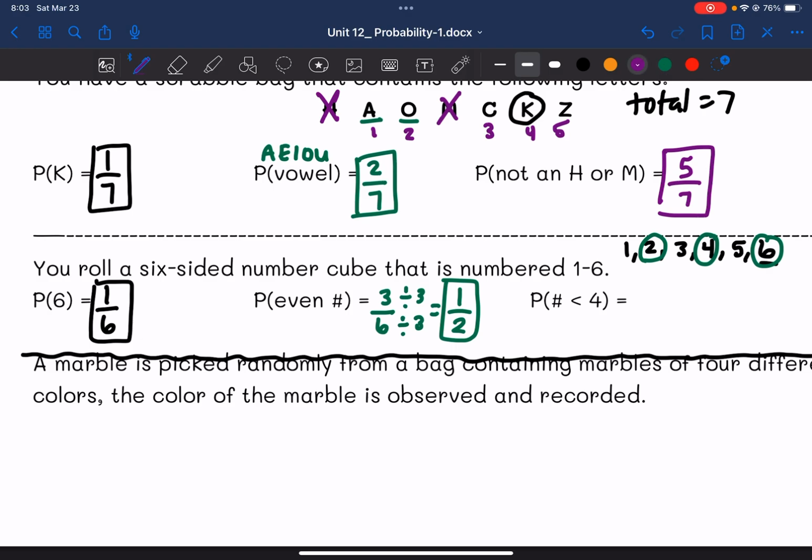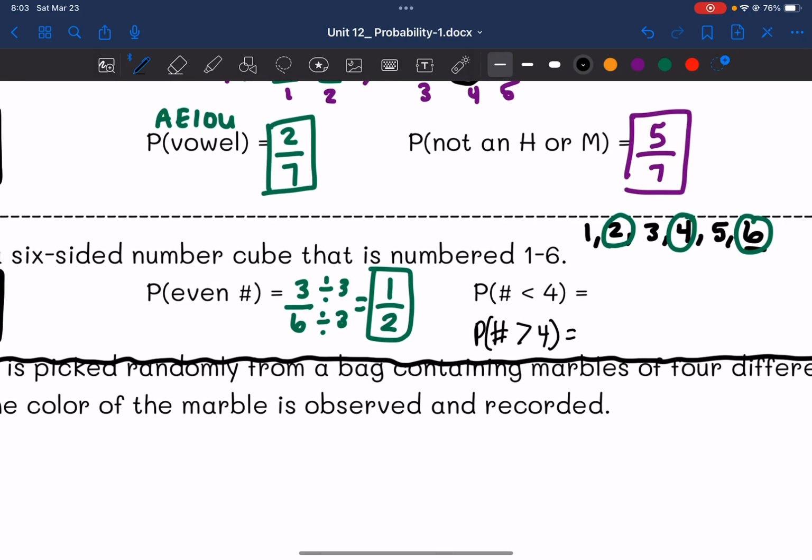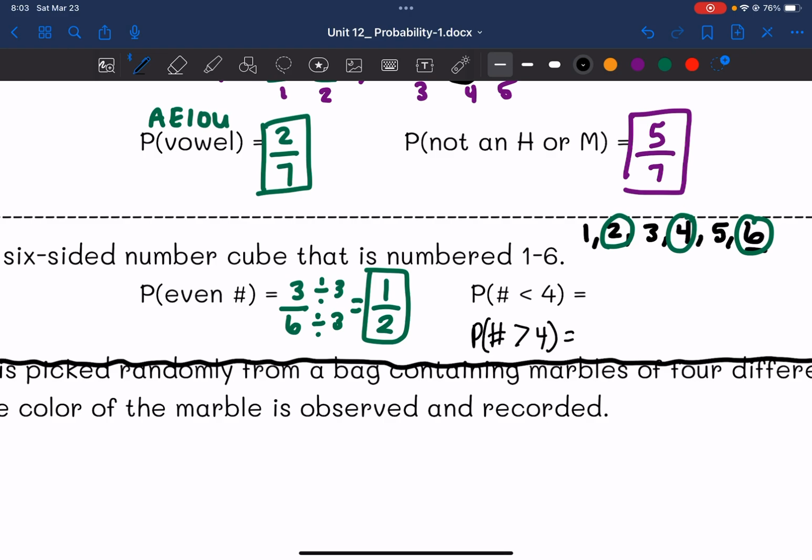And then I have the last part, which is probability of a number less than 4. I'm going to add another one here too: probability of a number greater than 4. And I want to show you this because that way we can see what it looks like. So here, probability of not 4, I'm going to do in like a red color.